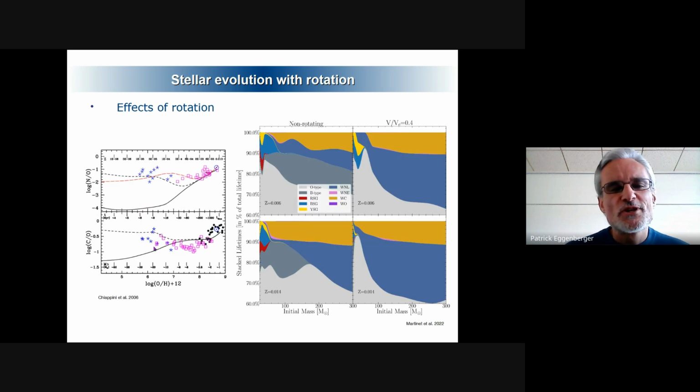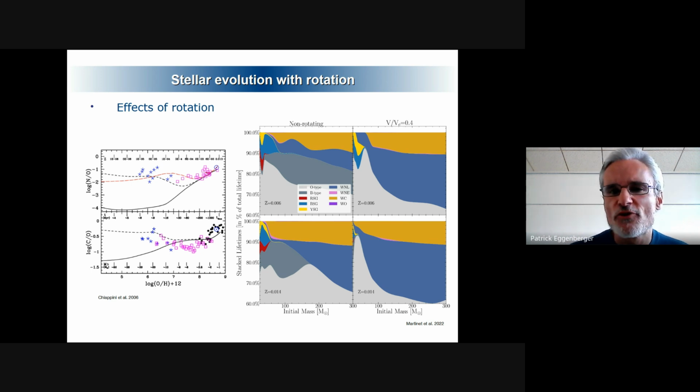This has also been used in the context of primary nitrogen, because when you have some mixing inside your star, you are able at low metallicity to predict that you produce some primary nitrogen that could be very interesting in the context of the chemical evolution of the universe. You also change the different populations of stars without rotation.